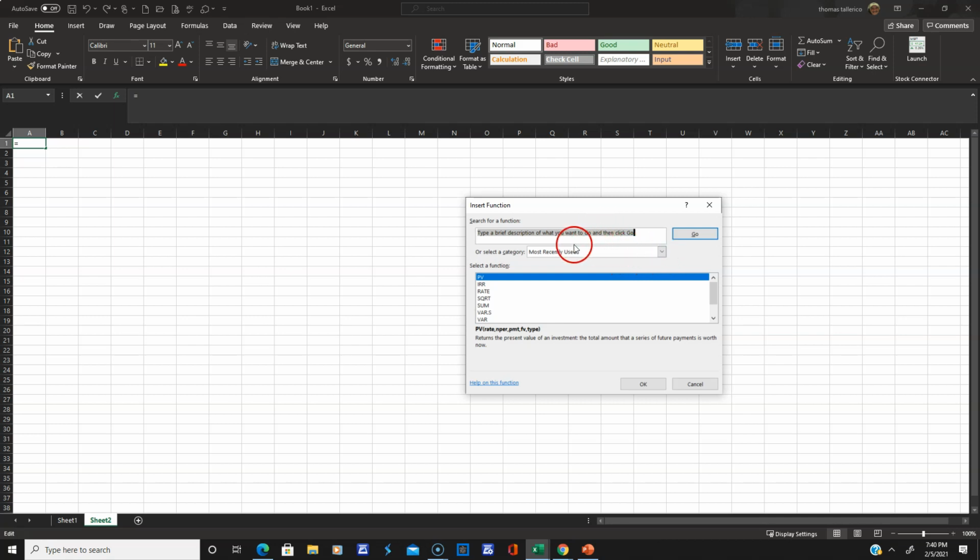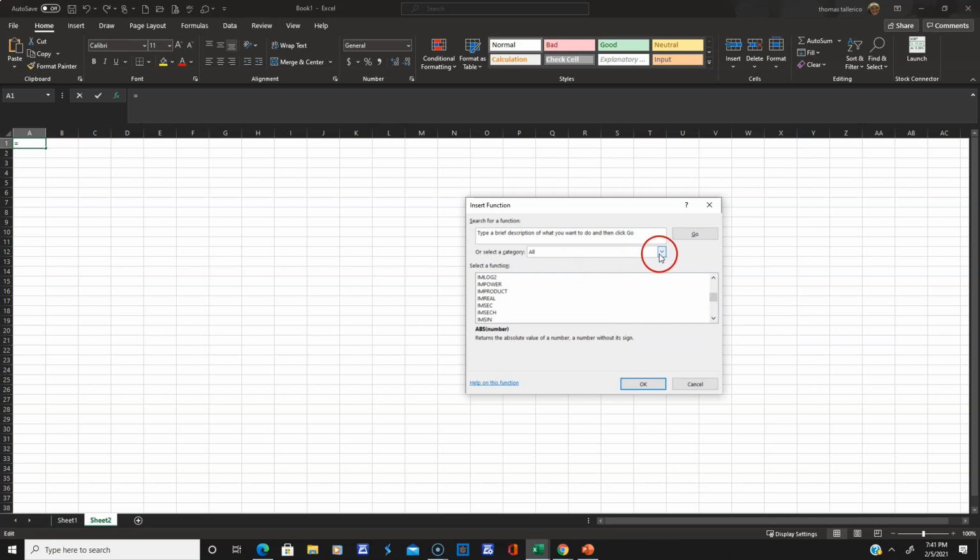And you notice it's only bringing up the most recently used. But I'm going to say all, watch now, all, look at all these functions. And this is not just finance. This is a ton of stuff. Statistics, probability, math, all kinds of stuff. And of course, finance. Okay? So you can see them all.